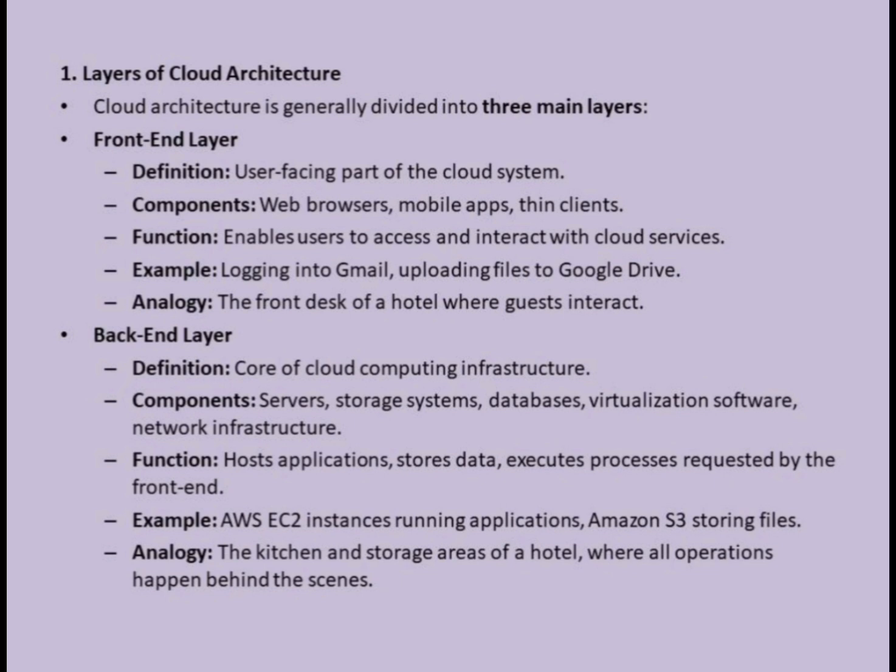Layers of cloud architecture. Cloud architecture is typically divided into 3 main layers, each serving a distinct function in delivering cloud services. The front-end layer, back-end layer, and middleware layer. Front-end layer. The front-end layer is the user-facing part of the cloud system. It includes all the components that allow users to access and interact with cloud services. Common components of this layer include web browsers, mobile applications, and thin clients. The main function of the front-end is to provide a user interface that connects users to cloud resources.